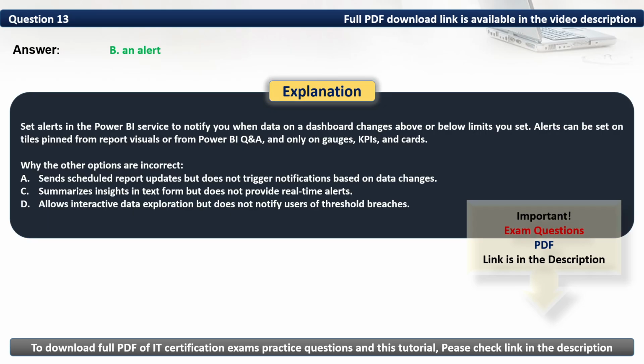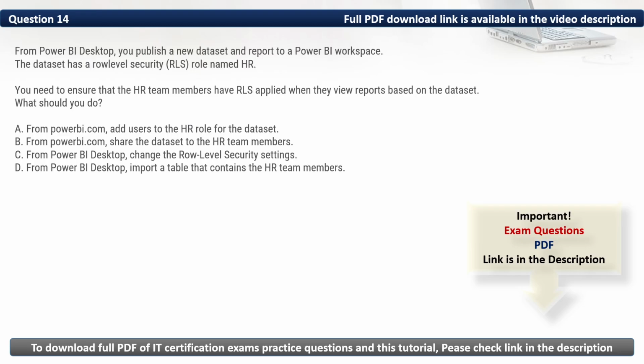Set alerts in the Power BI service to notify you when data on a dashboard changes above or below limits you set. Alerts can be set on tiles pinned from report visuals or from Power BI Q&A and only on gauges, KPIs, and cards.